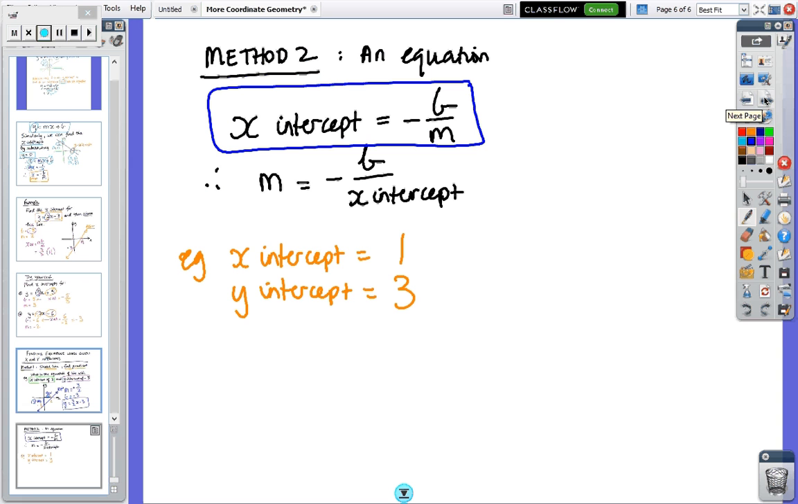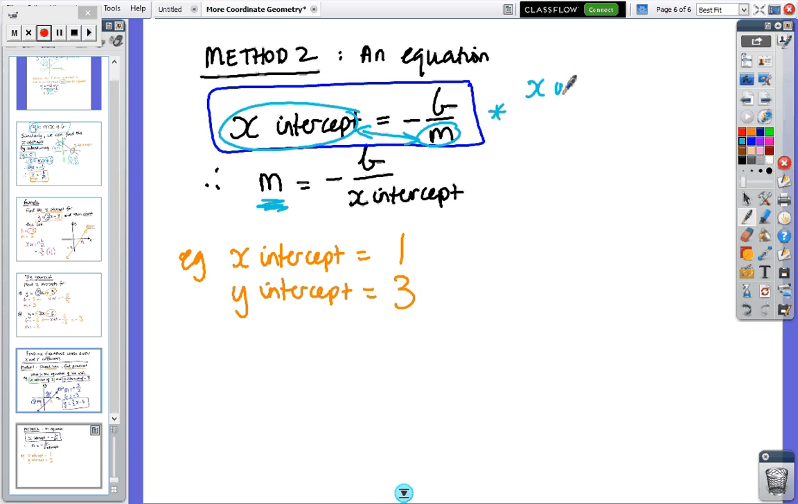So the second method, which I do not think most of you will do, but I'll just show it to you anyway. In the previous couple of pages, we had the x-intercept is minus b over m, and these two just switch positions. So the gradient is minus b over the x-intercept. I'll just show how that works.